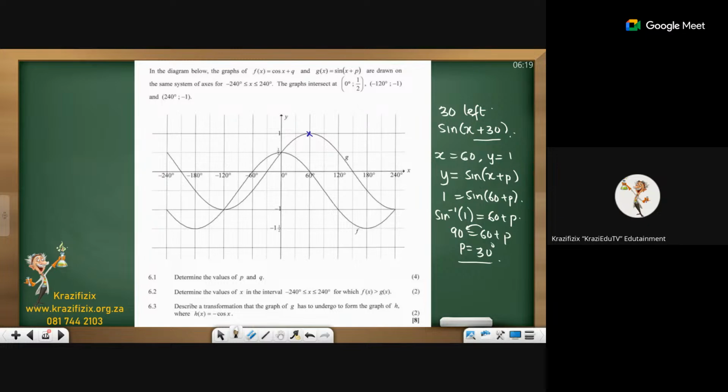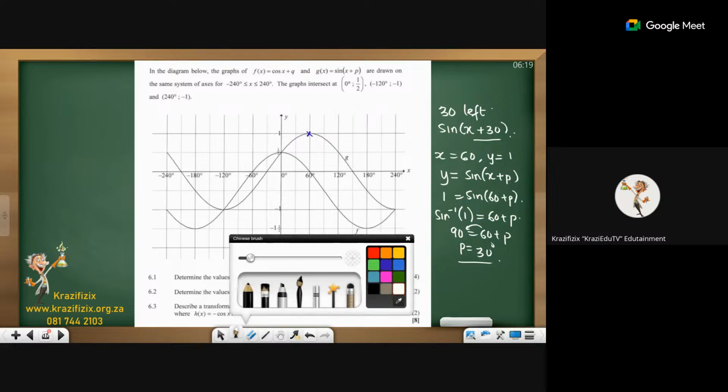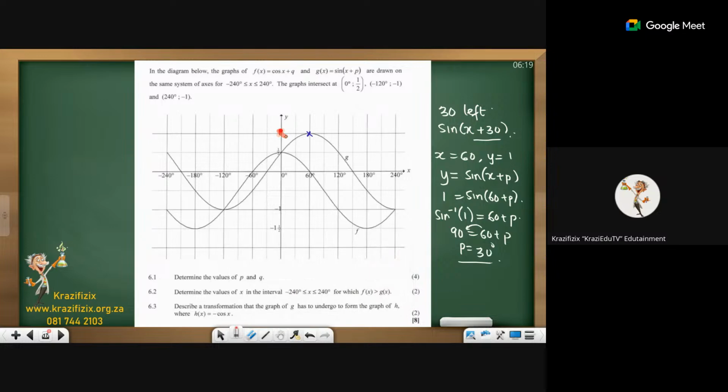Check my 30. Now let's go get Q. I see that it's f of x where my Q lies. If I know my mother graph again, cos 0 is 1. That's the mother graph. It's supposed to be here, but it has come down by half. So we've brought it down by half, which now becomes negative half.